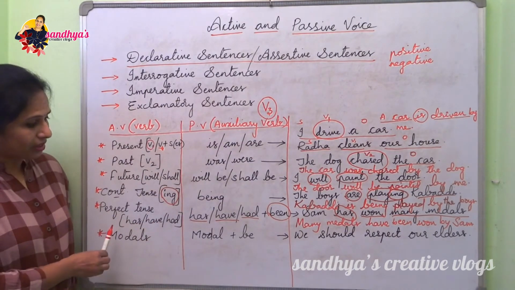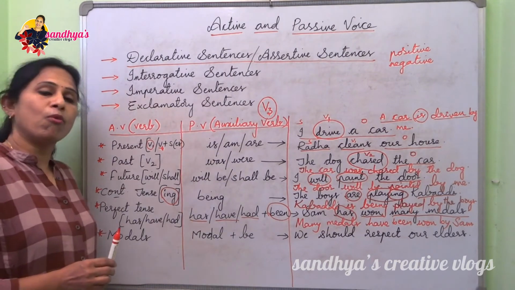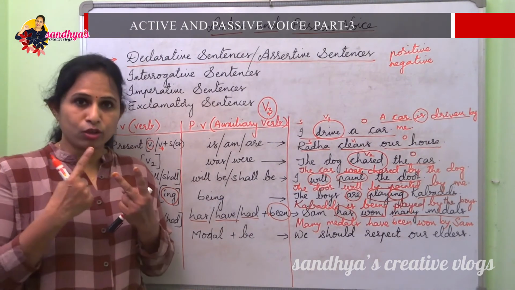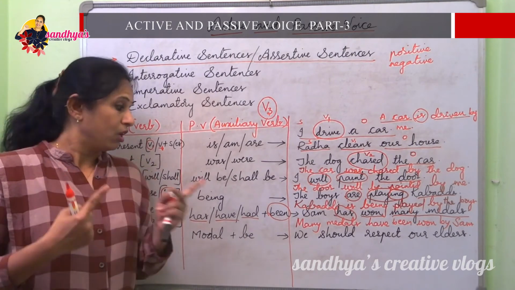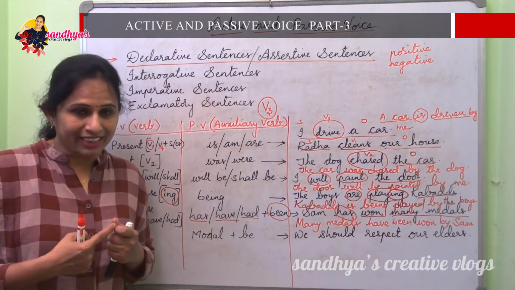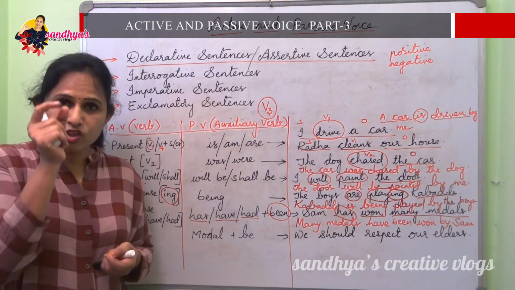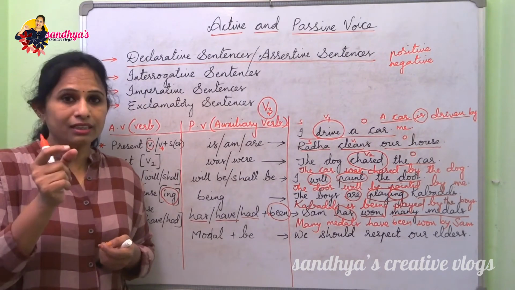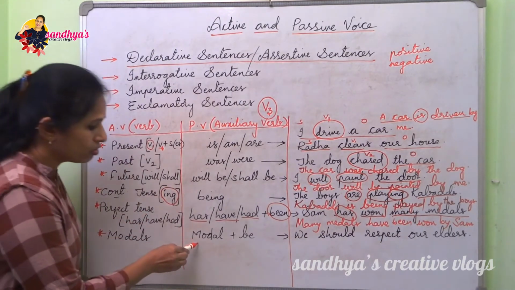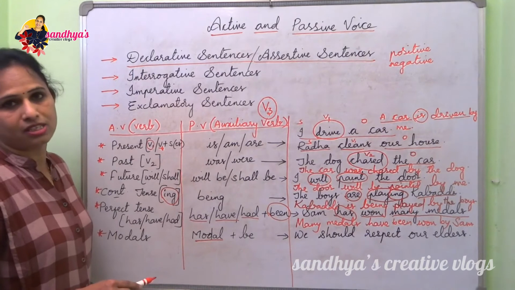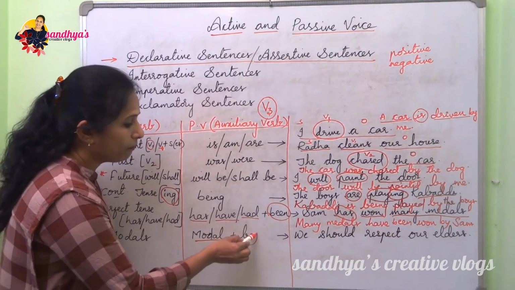And coming to the modals. What are these modals? These are called modal auxiliaries, like can, could, shall, should, may, might, must. So these are all the auxiliaries. Whenever you find such a verb, that is a modal verb, in your sentence, what are you supposed to do? Use the same modal whatever is present in the sentence and add be to that.